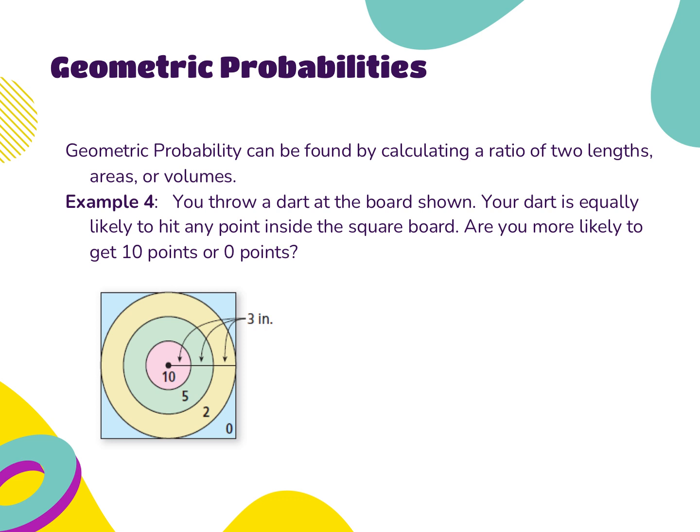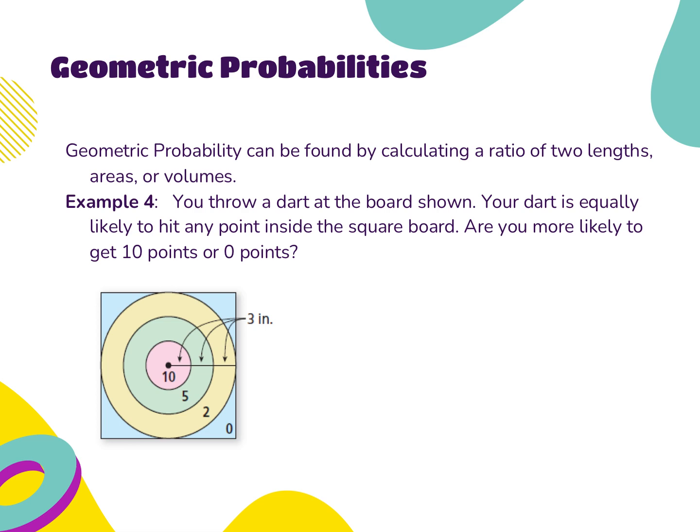Now this one's a little bit more complicated because it's not just asking me what's the probability of hitting the red section. It's actually asking me what is going to be more likely to hit, the red or the blue. So either 10 points or 0 points. So actually I have to calculate the area of the red, put it over the total, area of the blue, and put it over the total.